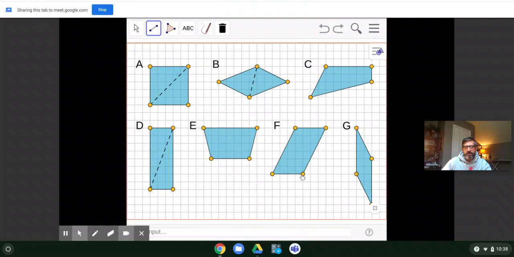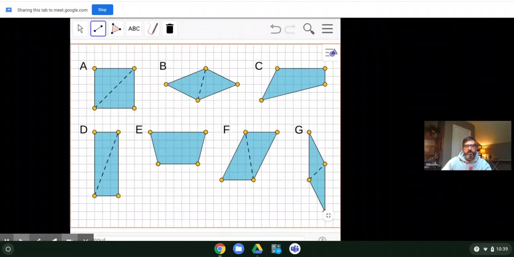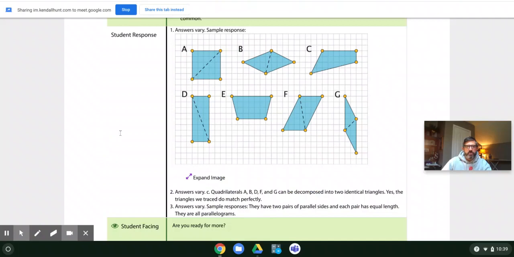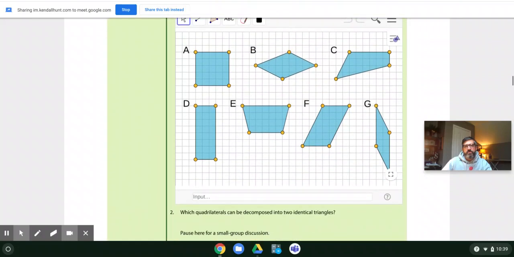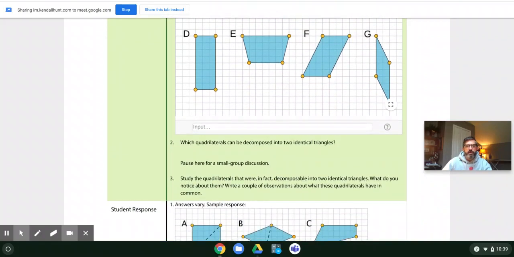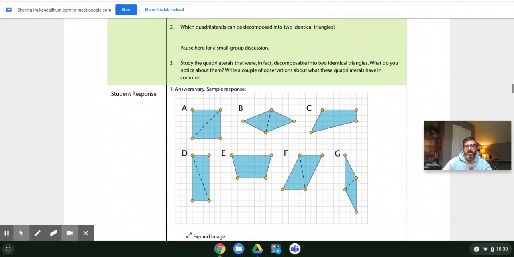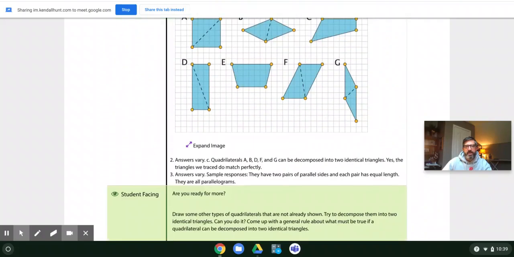So let's look at F here. Do these two triangles look identical? Yes, they do. All right, last one, G. Do these triangles look identical? They certainly do. All right, so which quadrilaterals were we able to decompose into two identical triangles? Well, that would be A, B, D, F, and G.